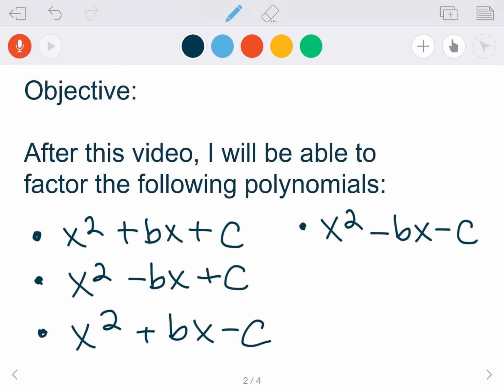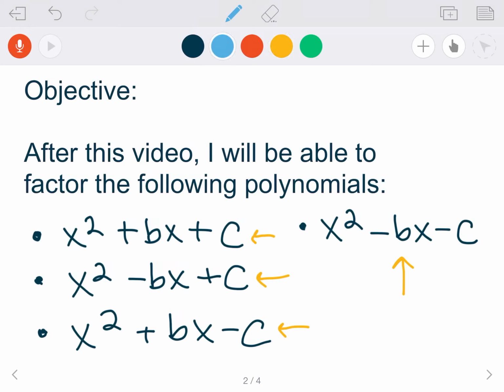So here's your objective for chapter 7.5. After this video, I will be able to factor the following polynomials: x squared plus bx plus c, where all terms are positive; x squared minus bx plus c, where the middle term is negative; x squared plus bx minus c, where the constant term is negative; and finally, x squared minus bx minus c, where both the middle term and the last term, also known as the linear term and the constant term, will both be negative.